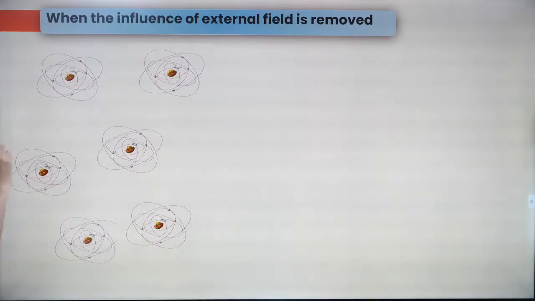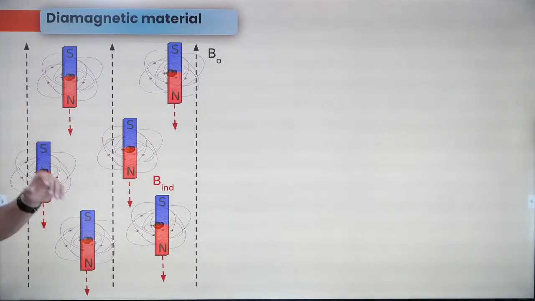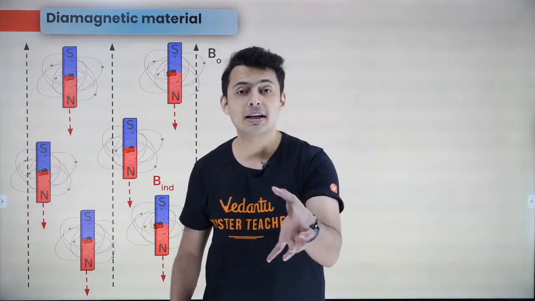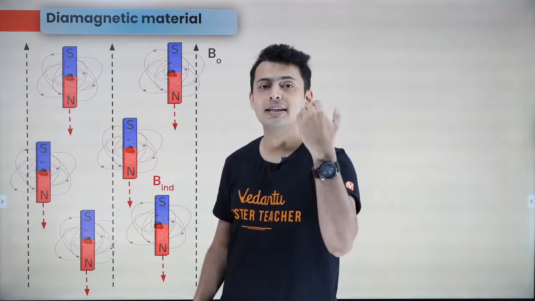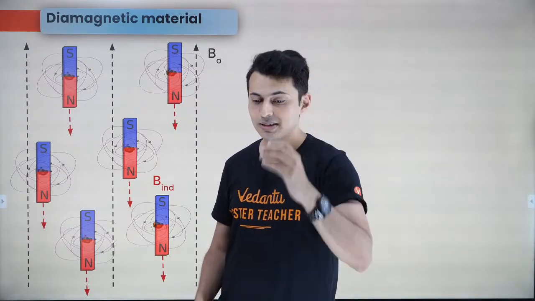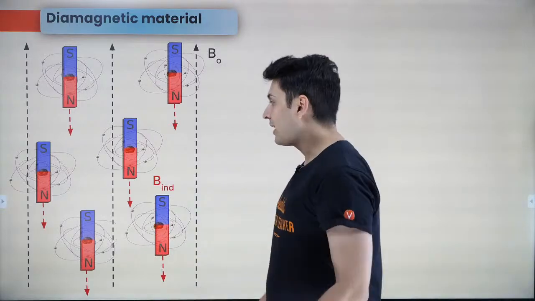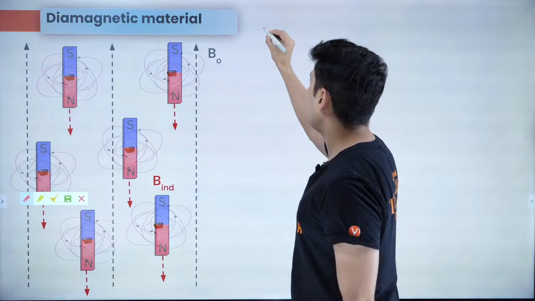Now, this kind of material is called a diamagnetic material. So, understand, guys, the magnetic field is produced in the exactly opposite direction. That is called a diamagnetic material. I hope this is very clear. So, which kind of molecules or atoms behave this way? Let me give you examples of diamagnetic material.